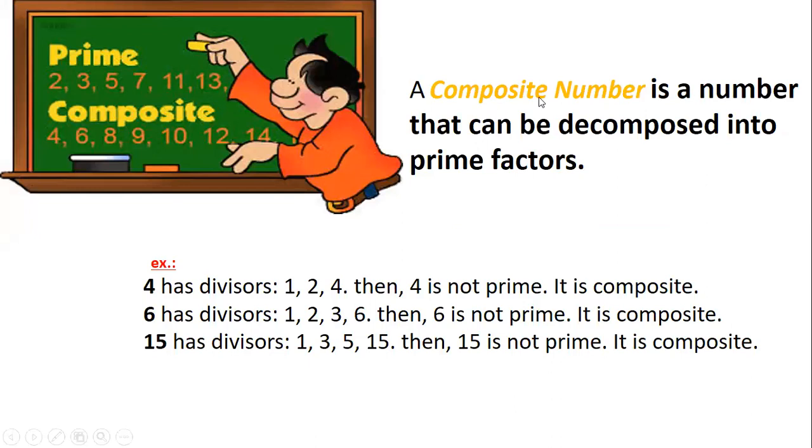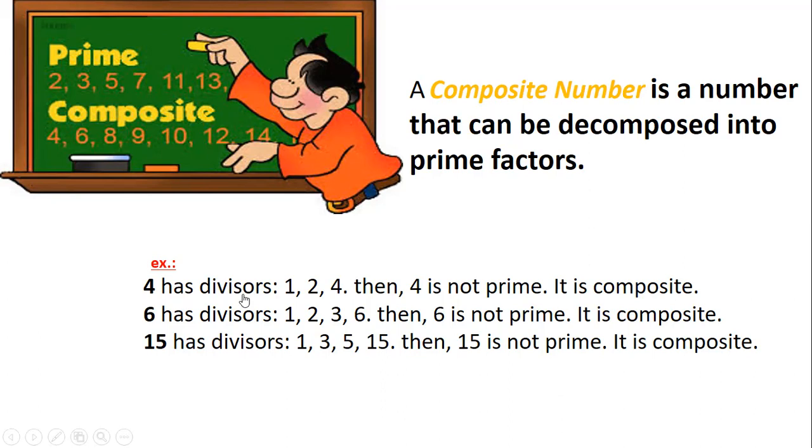What is a composite number? A composite number is the opposite of prime number. A composite number has many divisors. It has 1 as a divisor, it has itself as a divisor, but it has other divisors than 1 and itself. So a composite number is a number that can be decomposed into prime factors. Any composite number can be written as prime factors, and we will learn how to write composite numbers as prime factors. Let me give you examples of composite numbers.